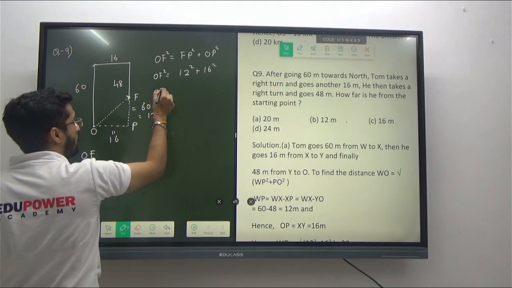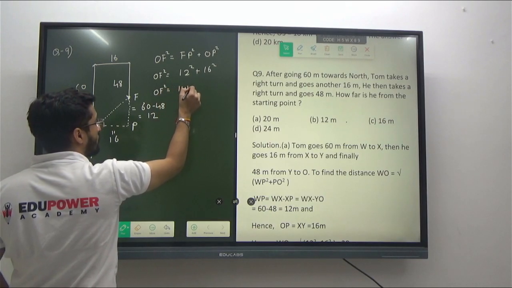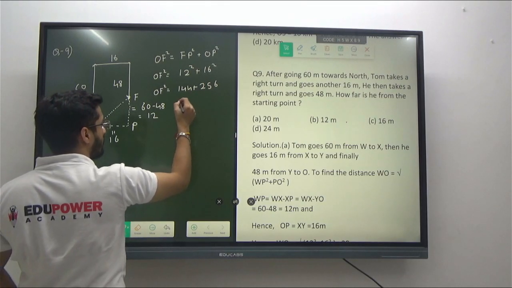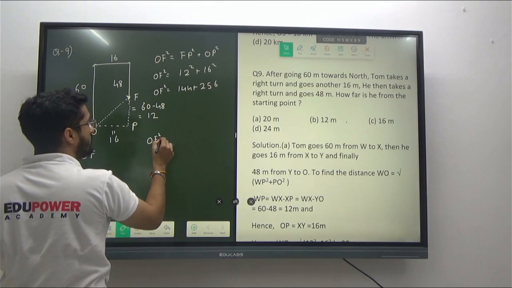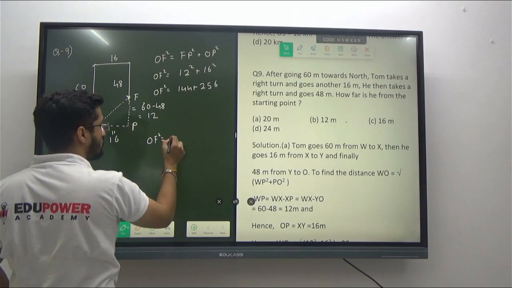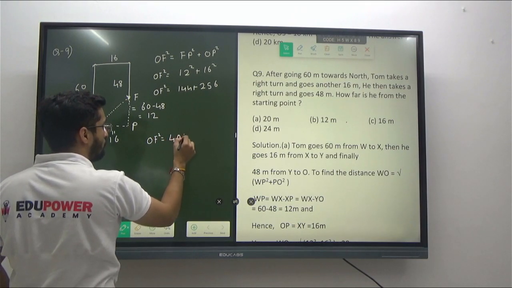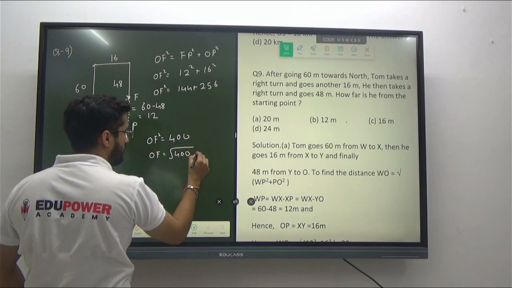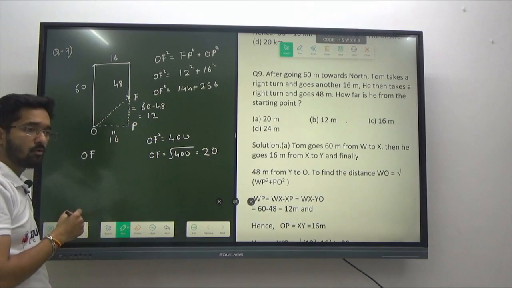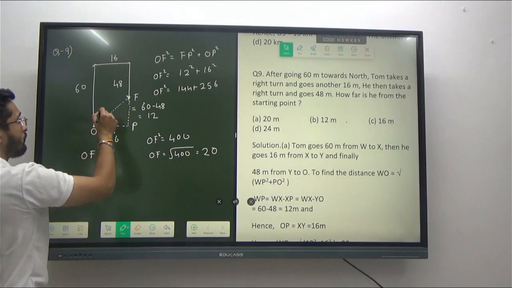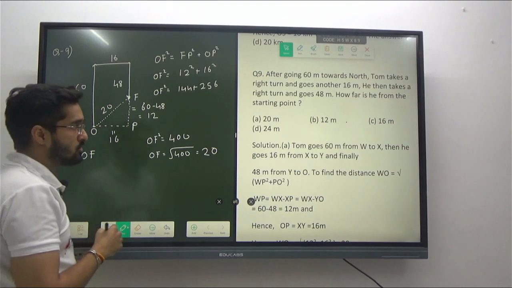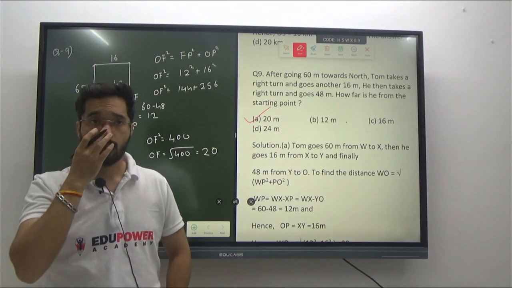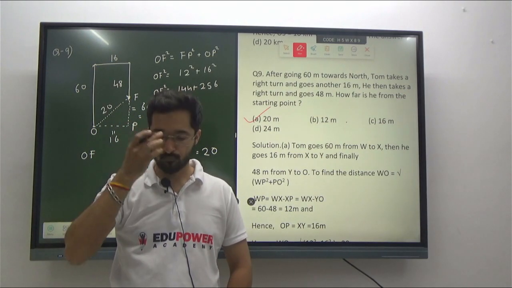Now OF square is equal to 12 square, 144, plus 16 square, 256. So OF square is equal to 144 plus 256, which is nothing but 400. So OF is equal to under root of 400, which is nothing but 20. So the value of OF will be nothing but 20. The answer to this question is A, 20 meter.